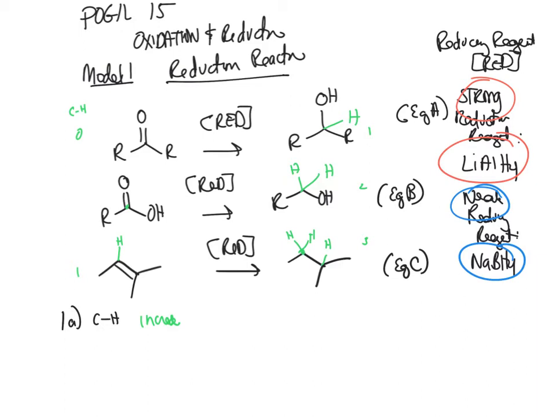in model 1, the number of carbon-oxygen bonds. So here we have 2 carbon-oxygen bonds. Here we have 1 carbon-oxygen bond. So that has decreased. Here we have 3 carbon-oxygen bonds. Here we have 1 carbon-oxygen bond. Here we have 0 carbon-oxygen bonds. Here we have 0 carbon-oxygen bonds. So this would be the same. So these would be decreased, and that would be the same.